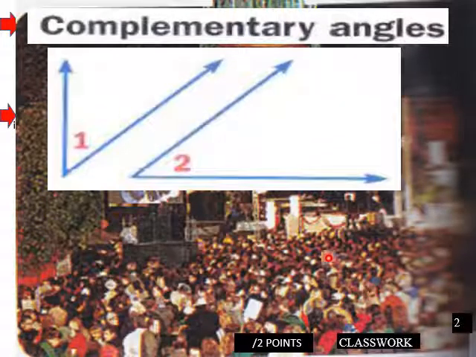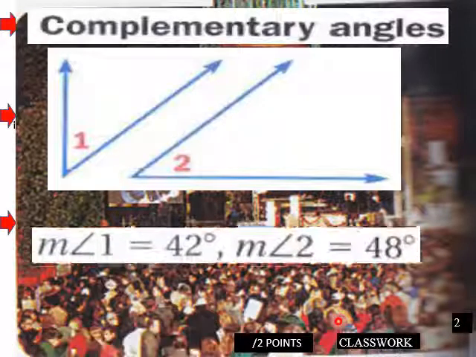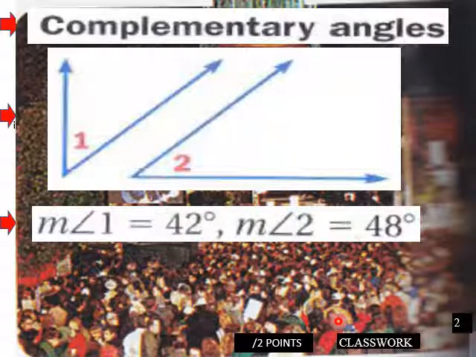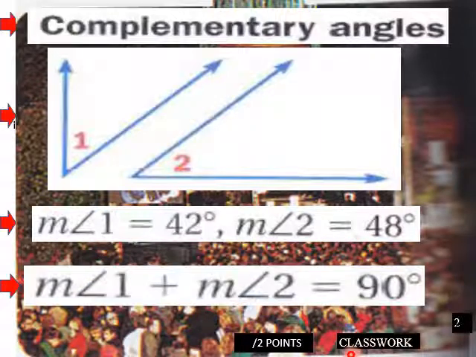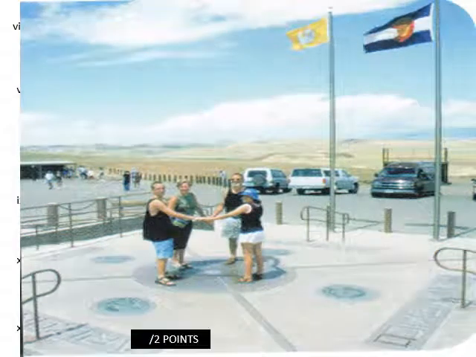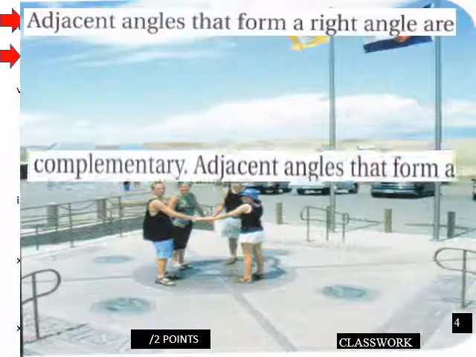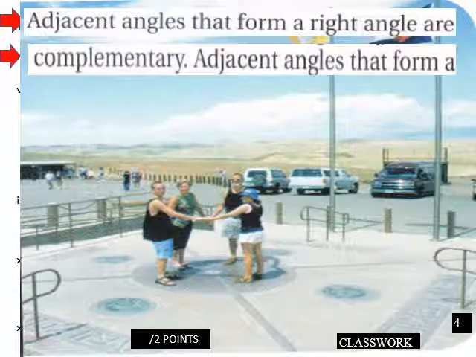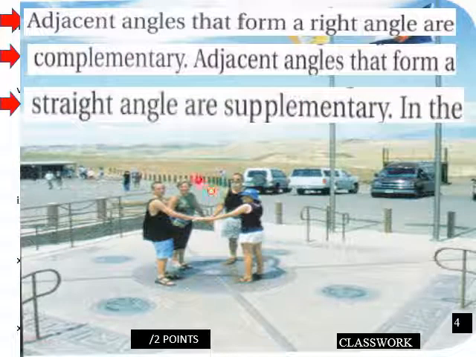Complementary angles. Here's an example of two complementary angles. Here is a right angle. Angle 1 and then angle 2, you have your measures there, and they all add up to 90 degrees. Adjacent angles that form a right angle are complementary angles. Adjacent angles that form a straight angle are supplementary angles.